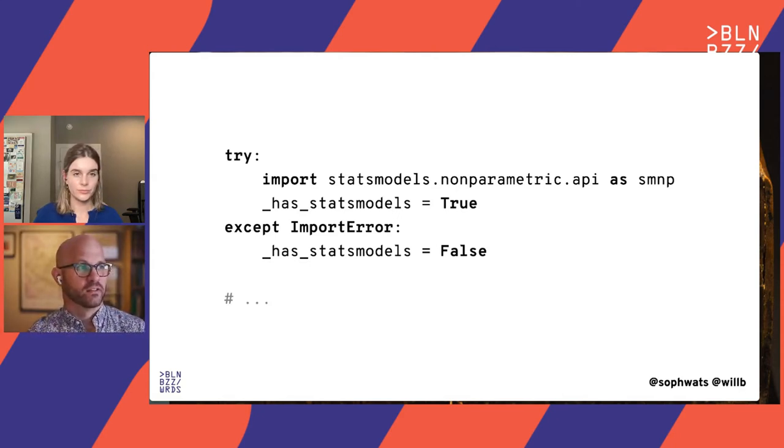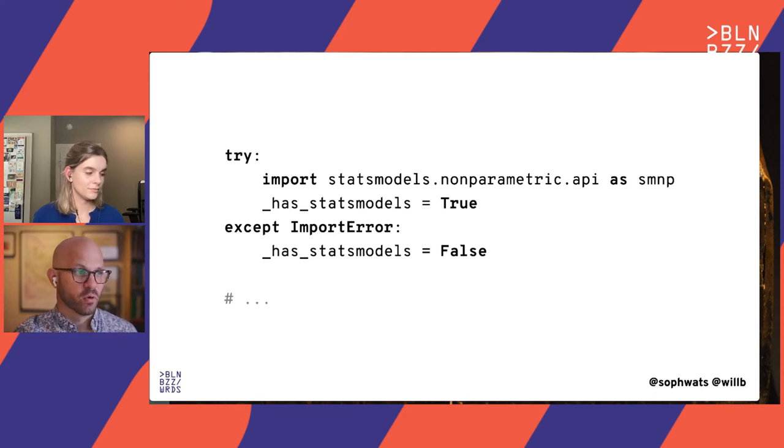This is actual code from the Seaborn library, which is a popular plotting library in Python. And basically what this does is it sets a global variable to true if it can successfully import another library. So Seaborn tries to import the statsmodels library. If it does, it sets this to true and behaves differently throughout the rest of the library. And if it doesn't, it sets it to false and disables some functionality that depends on statsmodels.